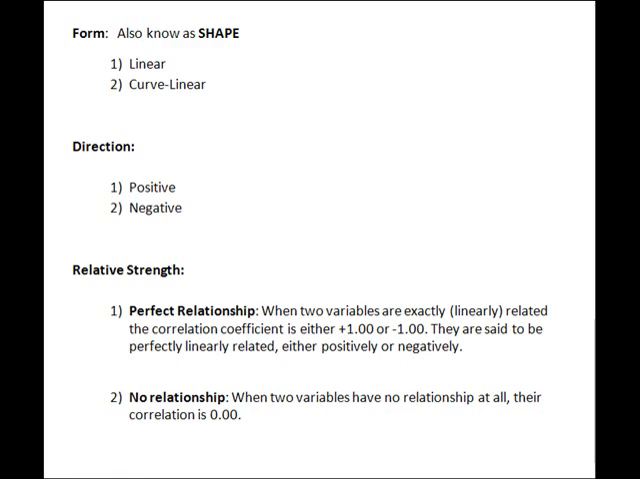Now probably the most confusing one, but it's very important to know, is the relative strength of a scatter plot. Now what is a perfect relationship? When two variables are exactly linear. So when you see a scatter plot that looks exactly like a line, then the coefficient, or what they call the relative strength, is either 1 or -1. If it's positive, it's identified as a 1. If it's negative, it's identified as a -1. And it's said to be perfectly linear.